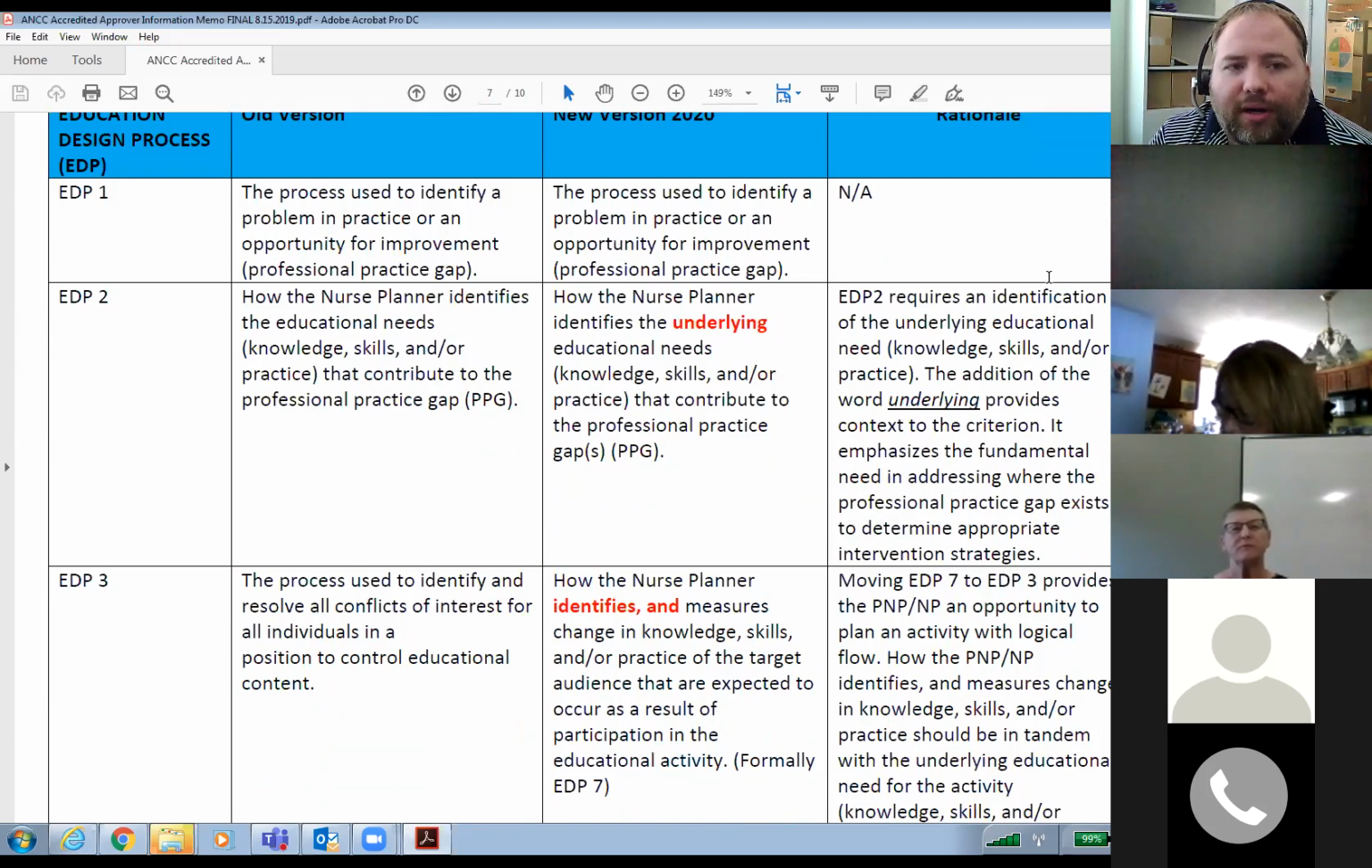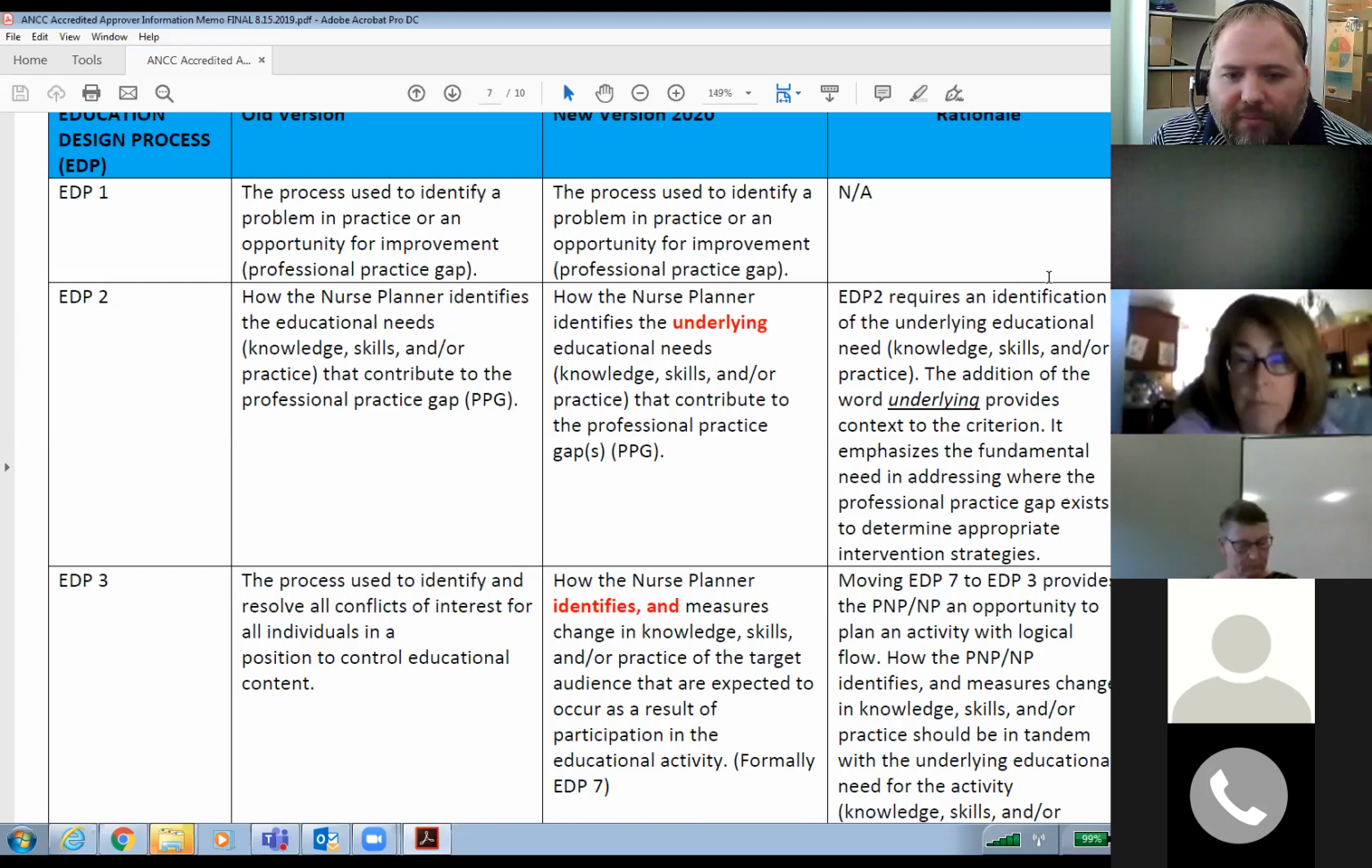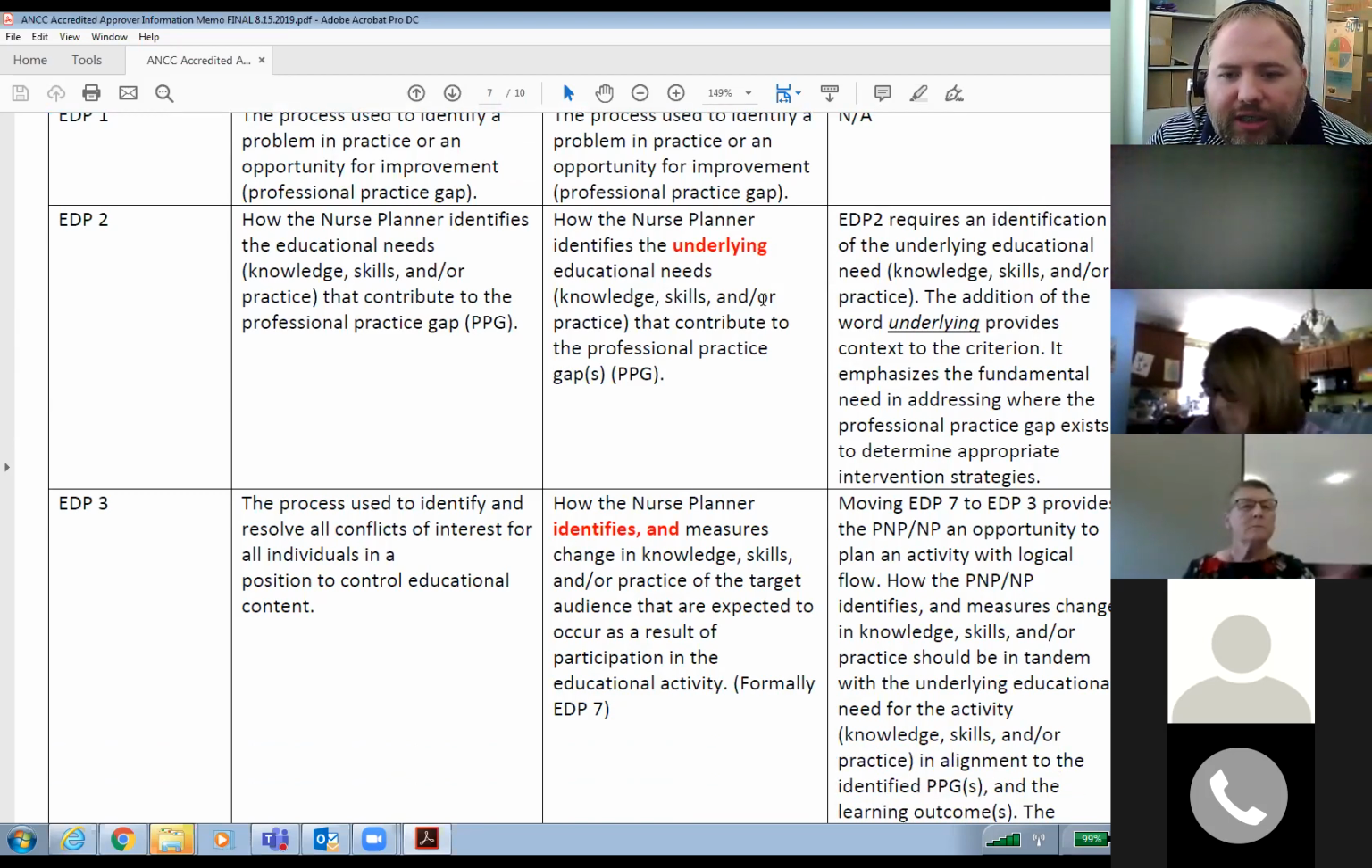EDP1 is the same. EDP2, we added the word underlying, so it now reads, how the nurse planner identifies the underlying educational need, knowledge, skill, and or practice that contribute to the professional practice gap. The addition of the word underlying provides context to the criterion. So hopefully that's going to help your primary nurse planners understand what we're asking for there, how the nurse planner identifies the underlying educational need. So hopefully that works. EDP 3, the change is EDP 7 was moved to EDP 3.